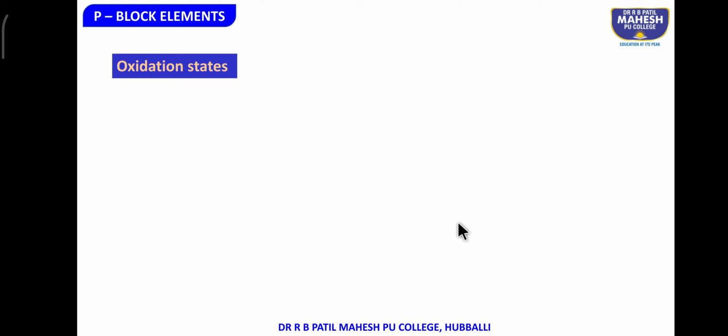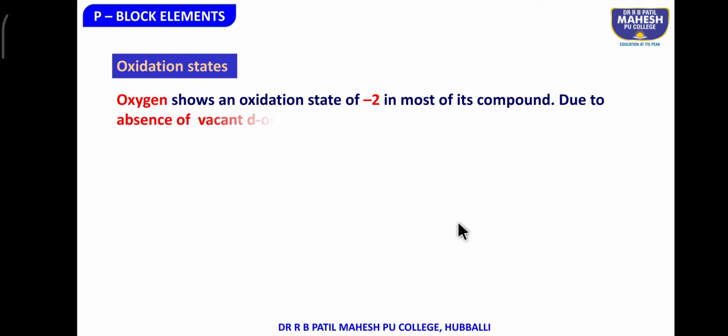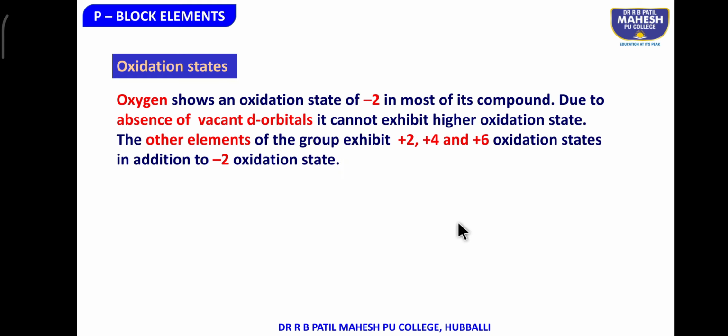Oxygen, being highly electronegative in nature, shows only negative oxidation states, and with fluorine it shows only +1 and +2. It is not able to show higher oxidation states because of the absence of vacant orbitals in the outermost valence shell, whereas other elements can expand their valency and show oxidation states of +2, +4, +6 along with -2.